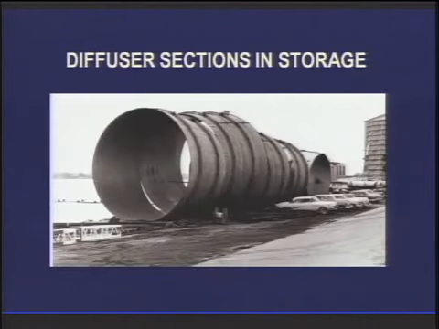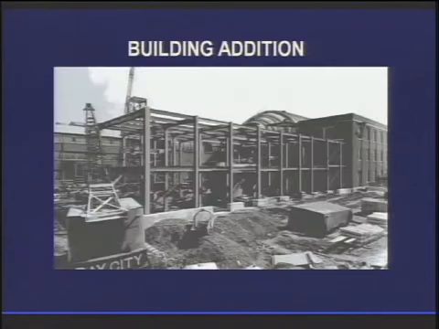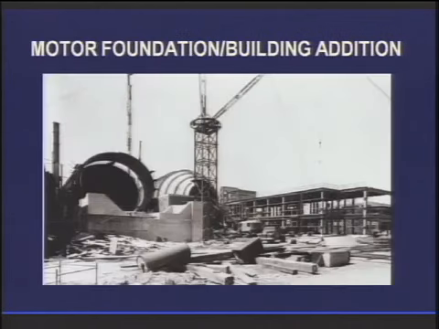Here, some of the existing diffuser sections stored on the shore back over here. There's a spin tunnel in the background. This view shows some of the structural steel work for the building addition. Remember, it's going to be a 2-story addition. Here's another view showing the steel work associated with the building. You see some of the big cranes that were associated with this activity.